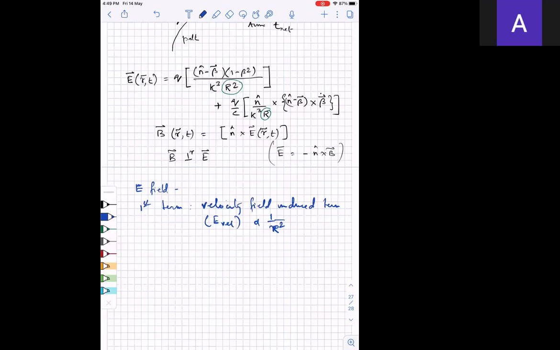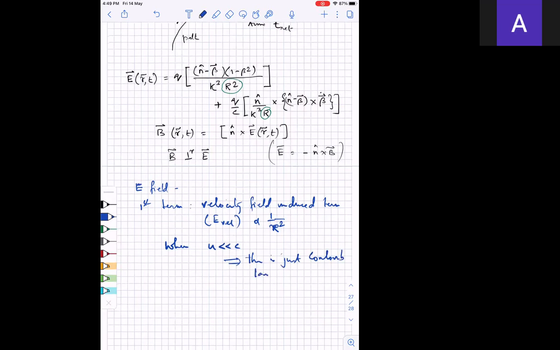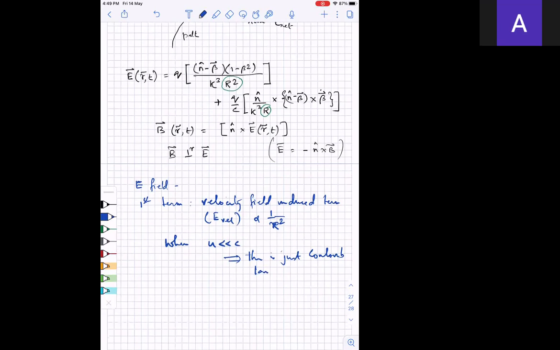When the velocity is very, very small, when u is much less than c, then this is just Coulomb's law. The first term is a generalization of Coulomb's law. Instead of a charge being static, the charge is moving at some constant velocity. That's the only difference. So it gives exactly what you have seen in Coulomb's law, which is 1 by r squared.